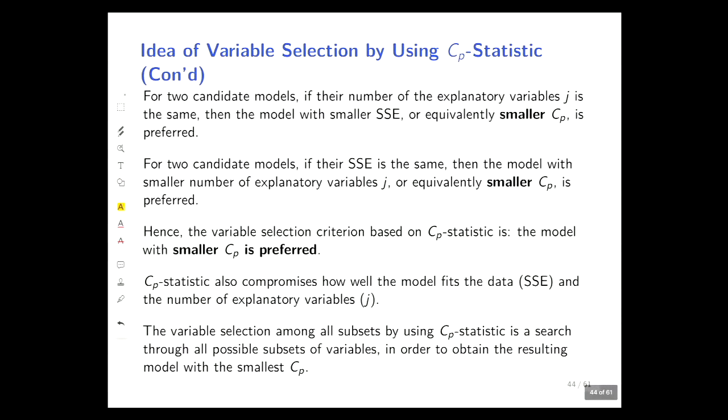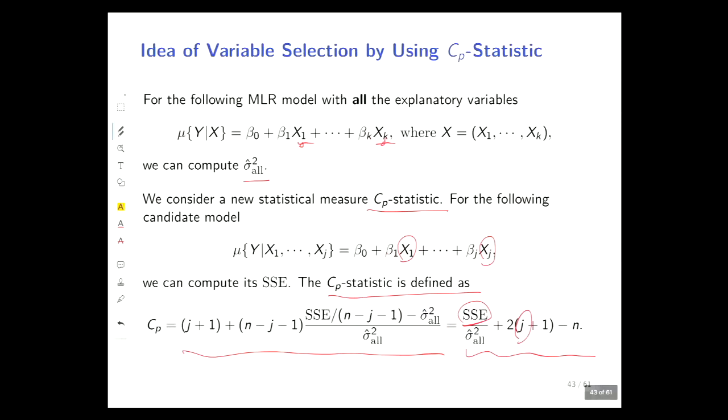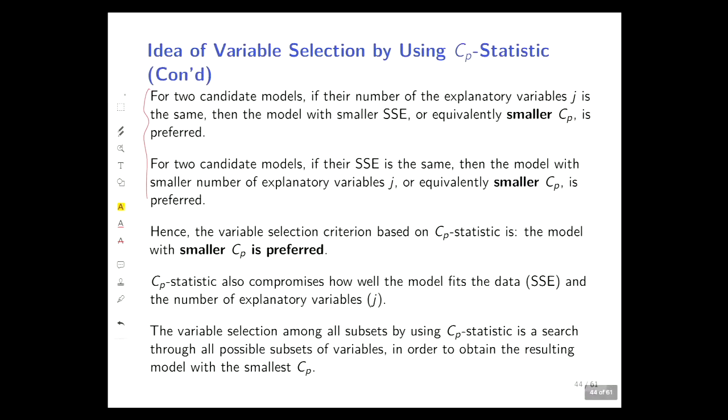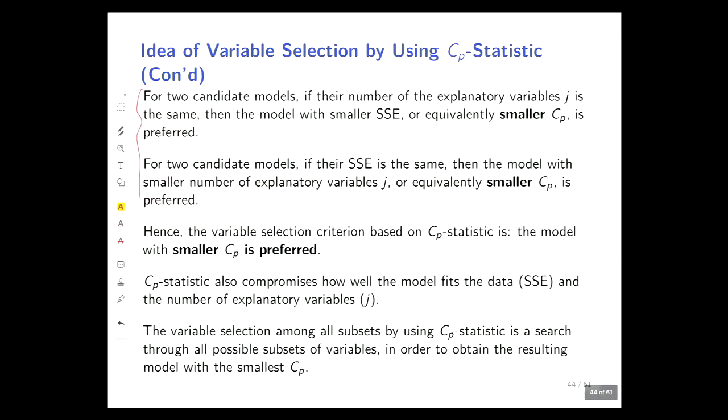But the idea behind this measure is similar, because based on this formula, you can see that if we have the same number of explanatory variables, we always prefer the smaller sum of the squared error. That means we prefer the smaller CP statistic. And if we have the same sum of the squared error, we always prefer the smaller number of variables. That is equivalent to considering the smaller CP statistic. So even if we have a different formula, a new measure, the idea is similar. Because we have the similar idea, we still prefer smaller CP.